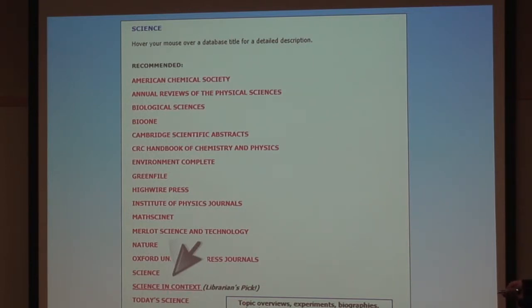Here we're looking at the description of a database called Science in Context. That's a great database for general information on a lot of different science topics. It has topic overviews, experiments, biographies of scientists, articles, links to good websites, pictures, and all kinds of material in the fields of science. So we're going to look at that database by clicking on the title.